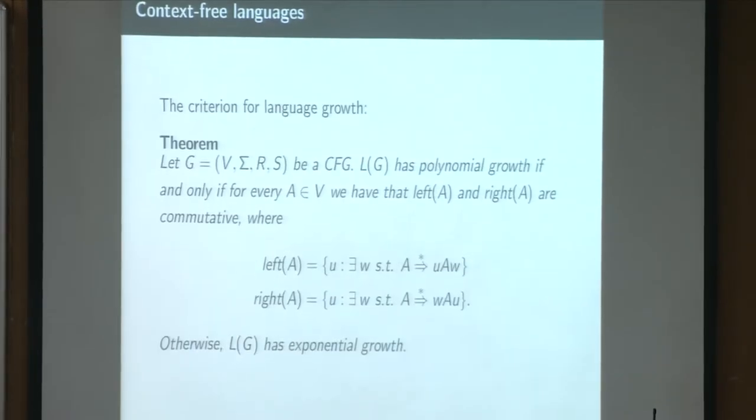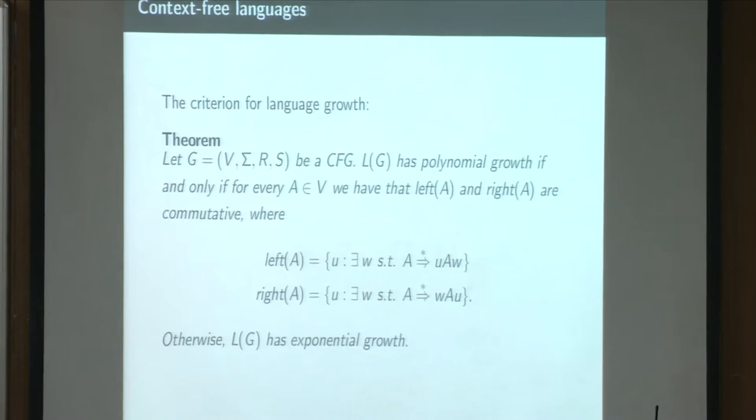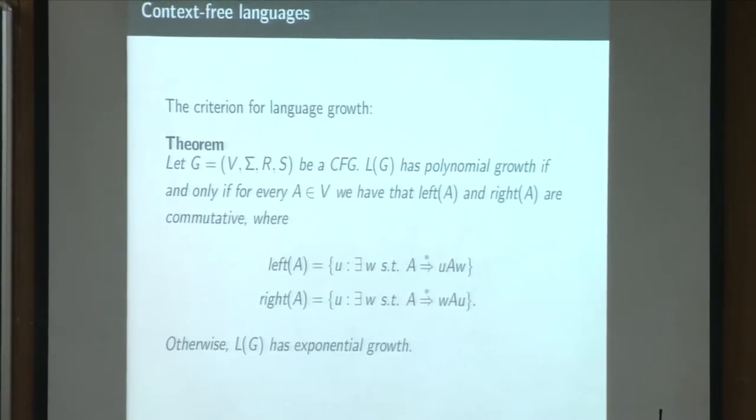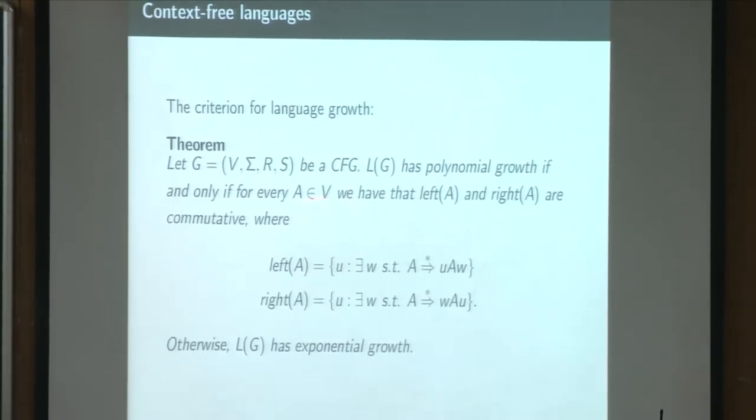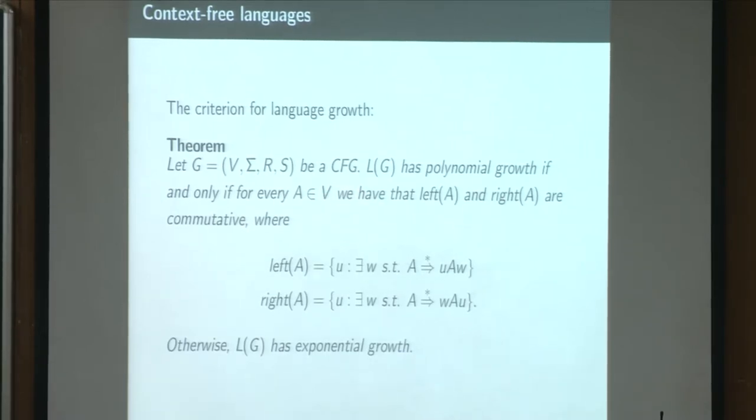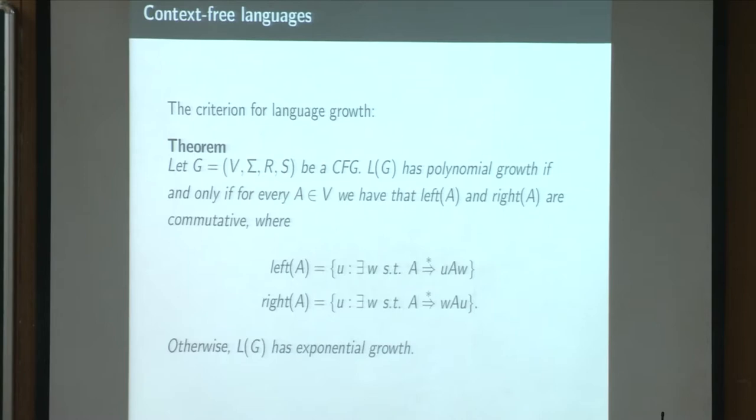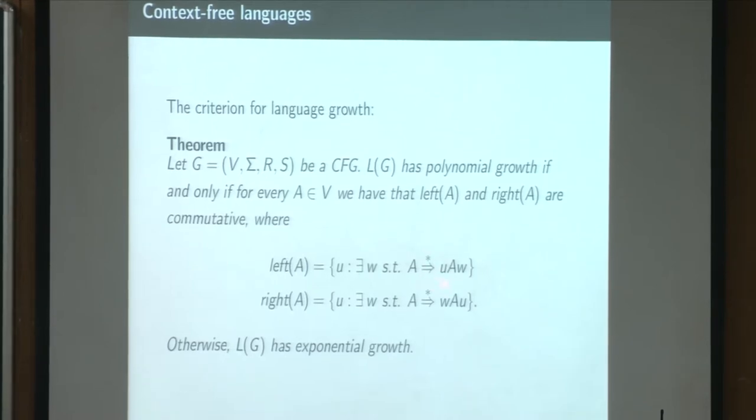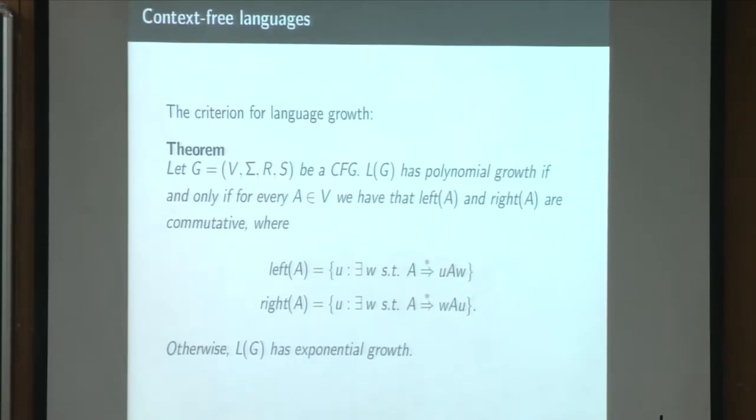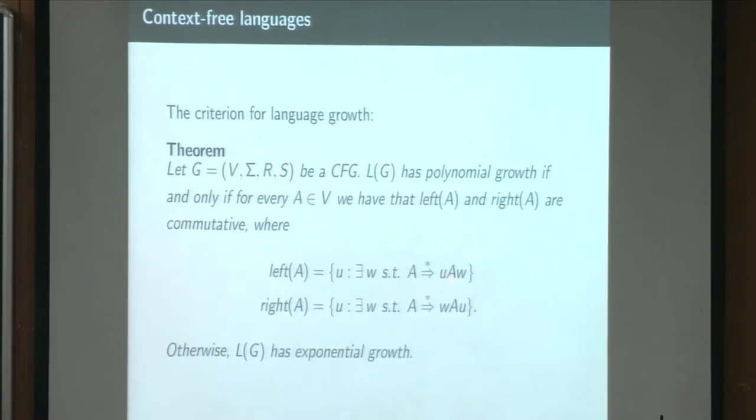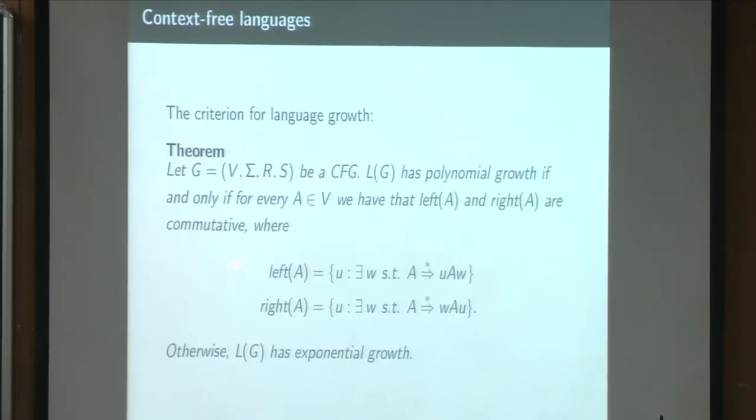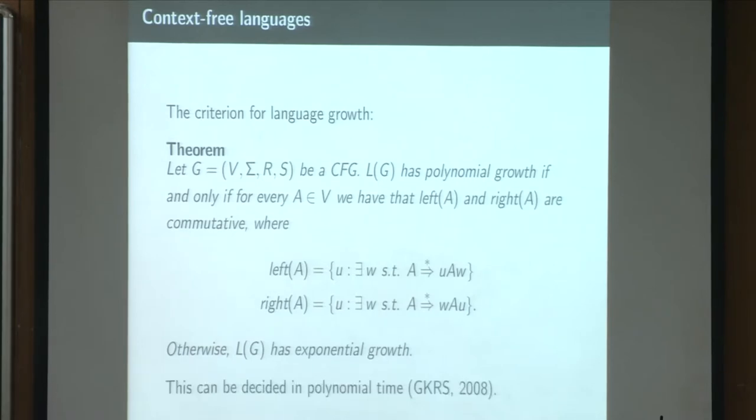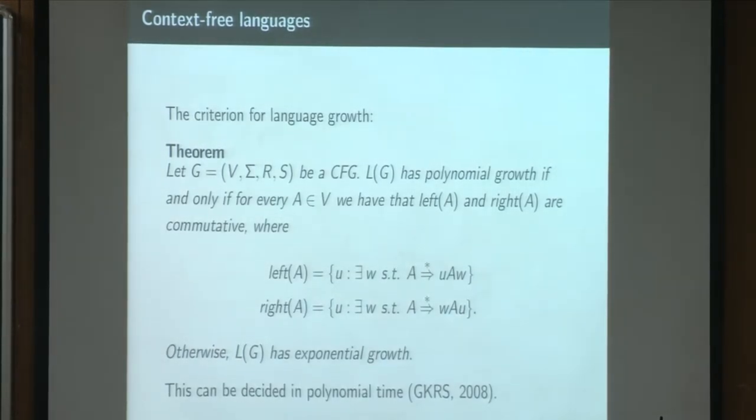Okay, what about context-free languages? Again, the language growth question here is classical, and there's quite a similar condition. Instead of looking at LAQQ, for each non-terminal, I want to look at the words I can get in productions that start at that non-terminal and end up with that non-terminal. So I get some sort of a word on the left, non-terminal, word on the right. So what's the set of words U that can be on the left for some W? And then similarly for the right. And again, what I care about is whether these things are commutative. And then the proof is kind of similar in both directions.